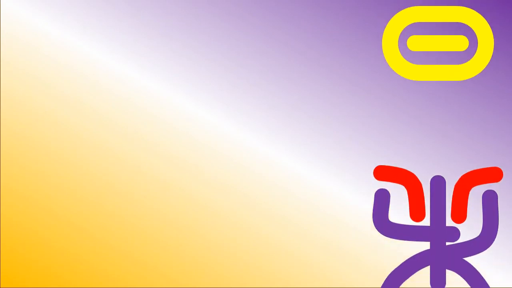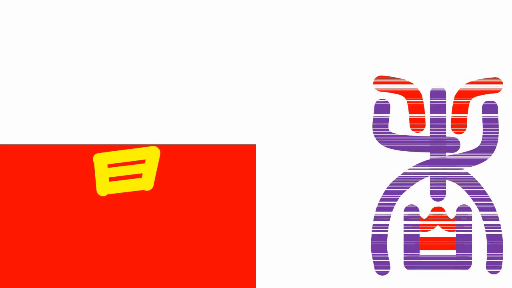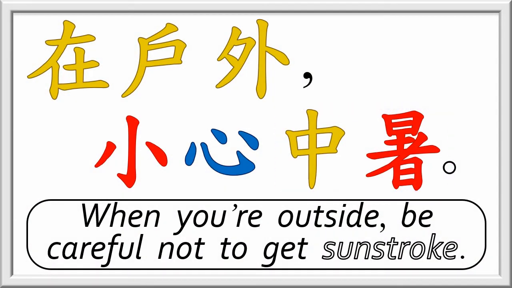Our 10th and final character is composed of the sun radical above the phonetic 注, meaning the sun is burning bright and hot. It's pronounced third tone, 暑, and means the heat of summer. This gives us the expression for a medical condition, heat or sunstroke, 中暑. 在户外，小心中暑. When outdoors, be careful not to suffer heat stroke.